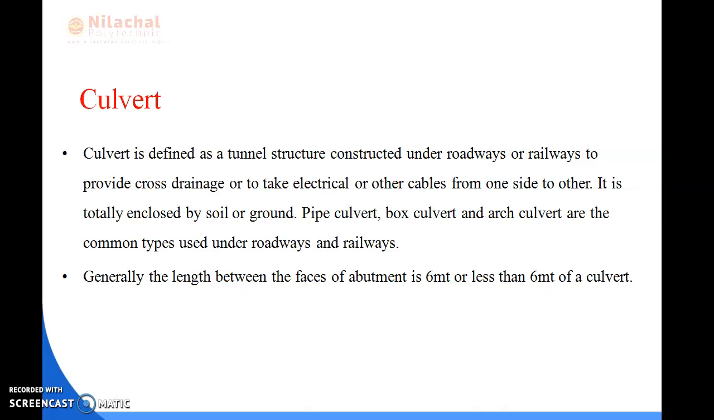Normally, the culvert and bridge are the same, but how can we define which is the bridge structure and which is the culvert structure? Generally, if the length between the faces of the abutments is 6 meters or less than 6 meters, then we define it as a culvert. If the length between the faces of the abutments is greater than 6 meters, then we define it as a bridge structure. It is the basic difference between the bridge and culvert.